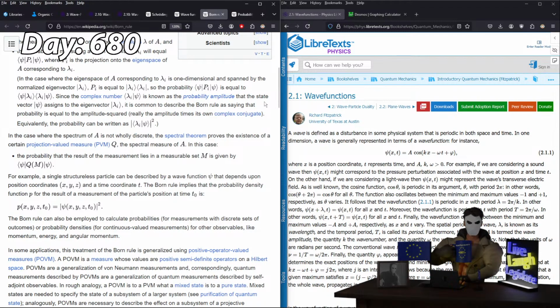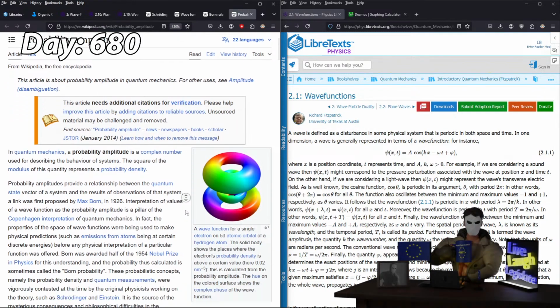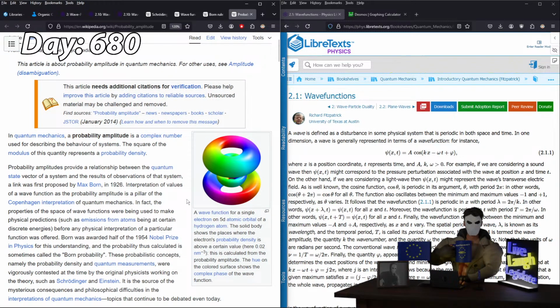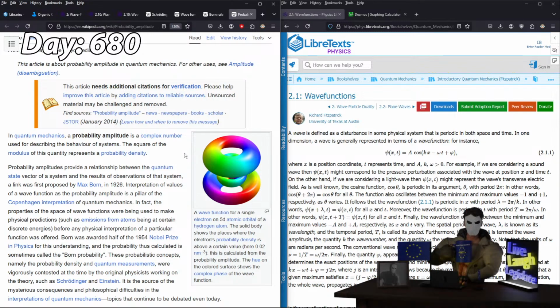So since the complex number is known as a probability amplitude, the state vector assigned the eigenvector, this one is going to describe Born, I would say. Okay, so this right here, probability amplitude. I'm getting closer and closer to the answer. In quantum mechanics, probability amplitude is a complex number used for describing the behavior of a system. Okay, so that's where it comes from. It's not that the probability amplitude describes probability, it's more like the probability is described by the probability amplitude, right? Is that right? Am I getting it? I don't know if I'm getting it. I don't know.